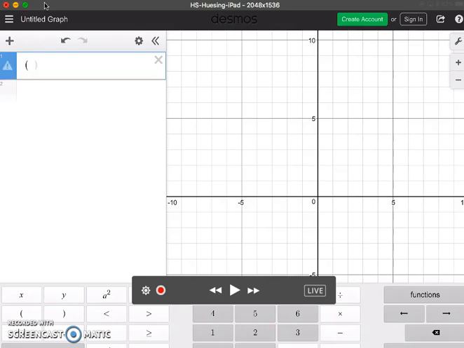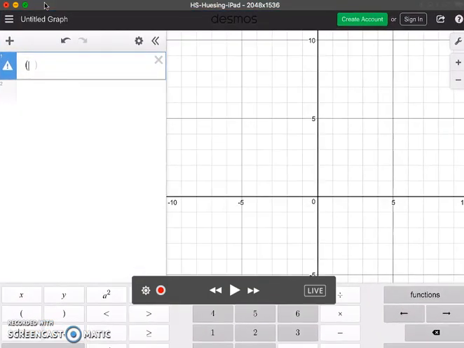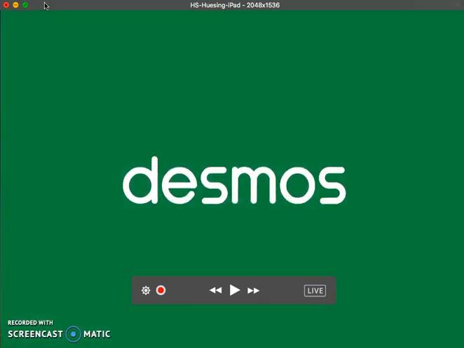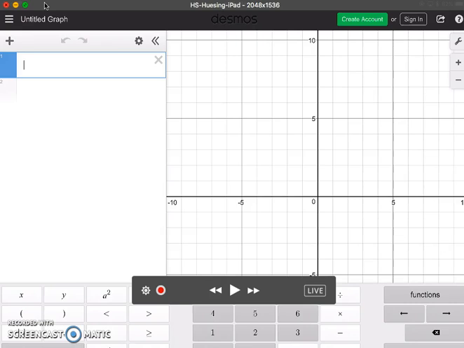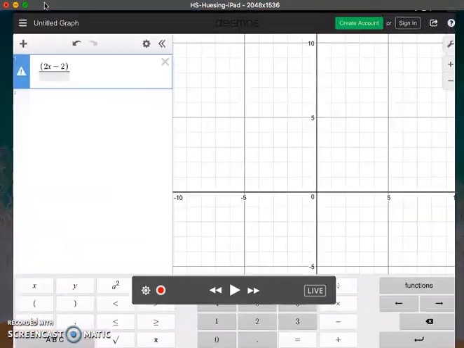I already forgot what it was. Shoot. In parentheses, the top part, 2x minus 2. Try this again. So 2x minus 2, divided by, and I can't even remember what it was divided by, x minus 4.